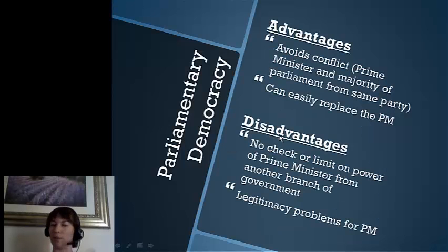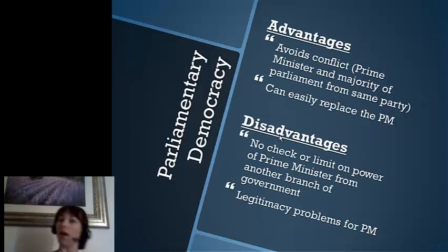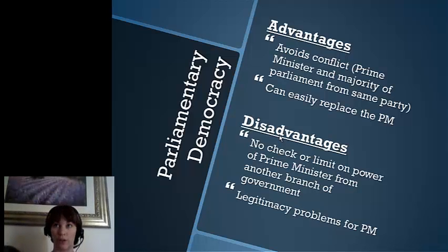The people of Britain do not elect their prime minister. So you wind up with a political leader who is from the same political party that you are. And it's also very easy to replace a prime minister because, again, those lawmakers who elected them in can easily elect them out. The difference, though, is there is no check on the power from another branch of government. And there's a legitimacy issue with that.